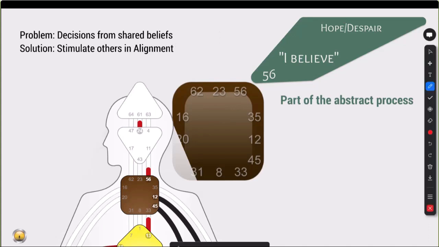As an example here, when you look at this chart, just like I did before, I didn't do it with the 2343, but here I'll use this one as an example because we're looking at somebody who has a 56. I believe they're here to stimulate other people in alignment. So whatever their authority process is, following their decision-making strategy, they can stimulate. They can instill faith or hope or belief in a new way forward for humanity because of the lessons learned from the past. It's abstract in nature, part of the abstract process.